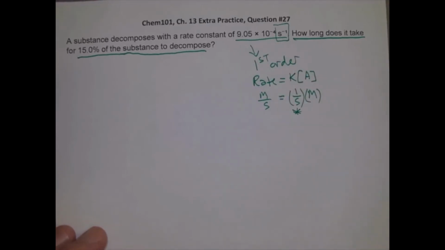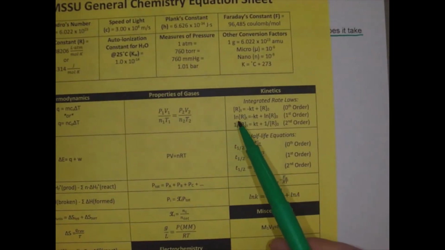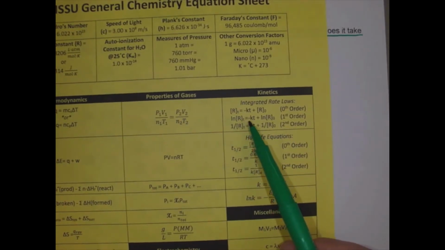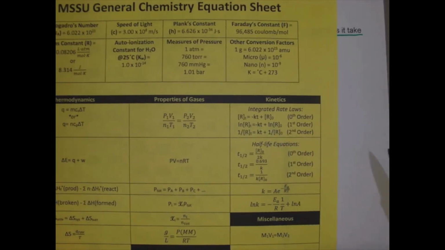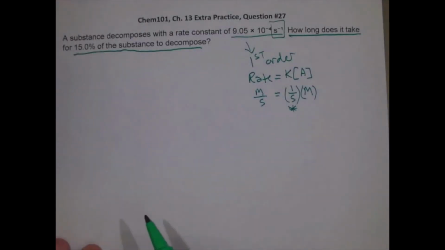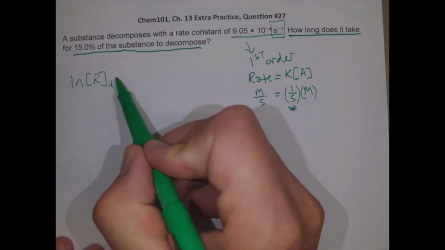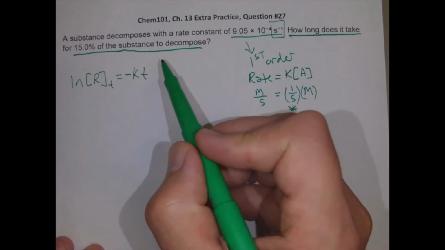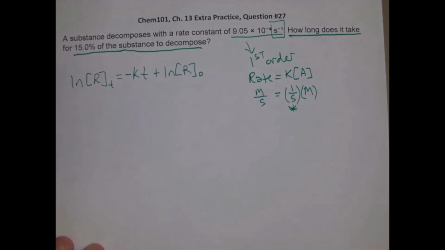So that means that I'm going to use the first order integrated rate law, which is the one with the natural logs in it. Okay, so the natural log of the reactant concentration at a given time is equal to the negative of the rate constant times time plus the natural log of the reactant concentration initial. Okay, so let me just write that down so we can work with it. So the natural log of some reactant concentration at a given time is equal to the negative of the rate constant times time plus the natural log of the initial reactant concentration.